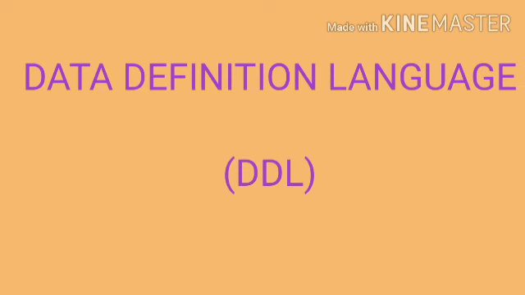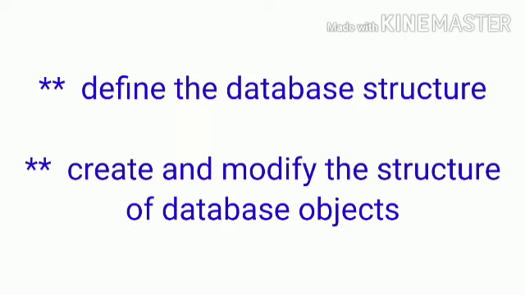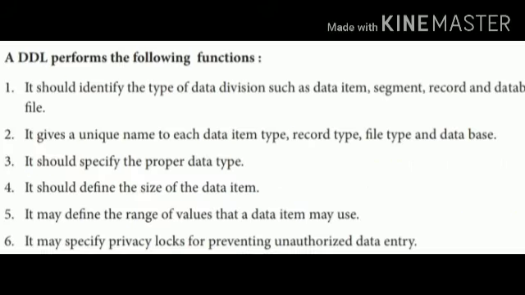First one is data definition language, which is mainly used to define the structure of a database. Structure is otherwise called schema. It is also used to create and modify the structure of a database. DDL performs these functions. If we create the database, we should first declare the data item, record type, which data type, and the size of the data type. These are all declared first.